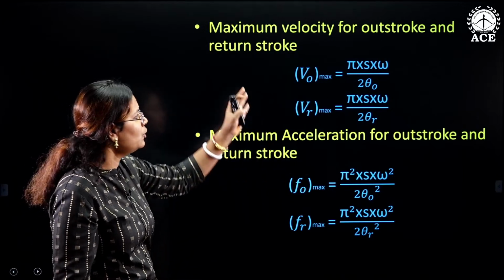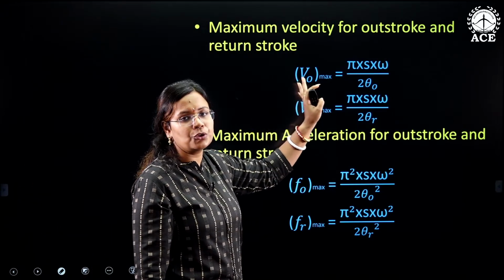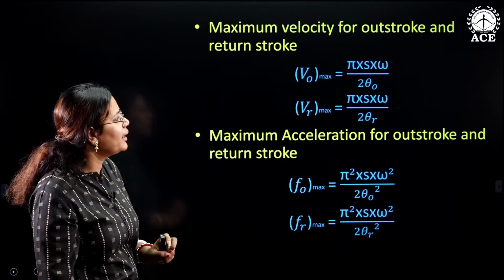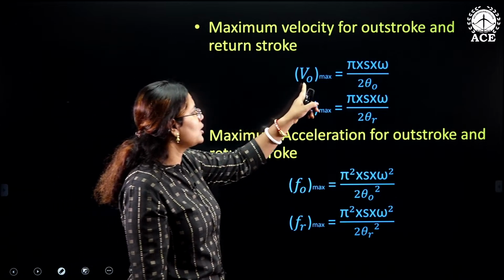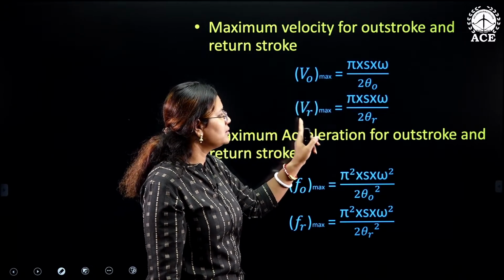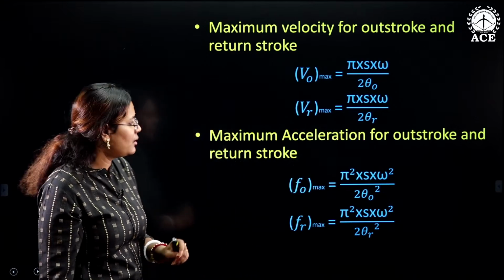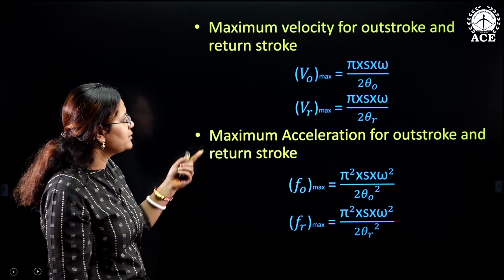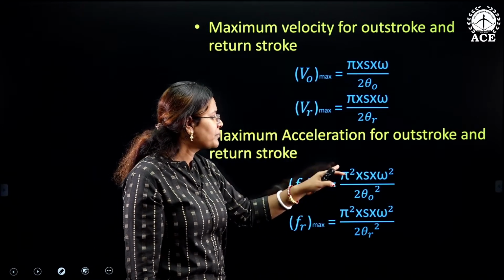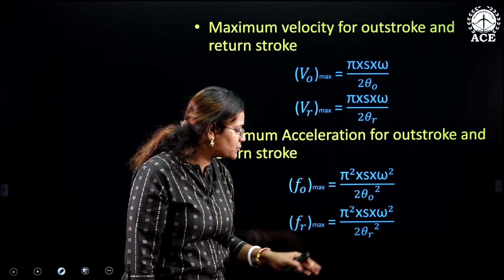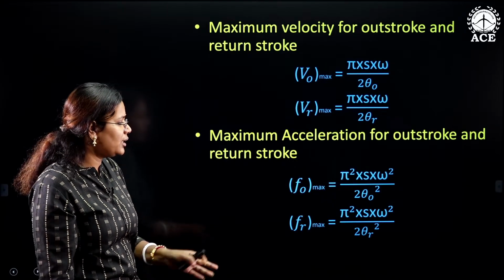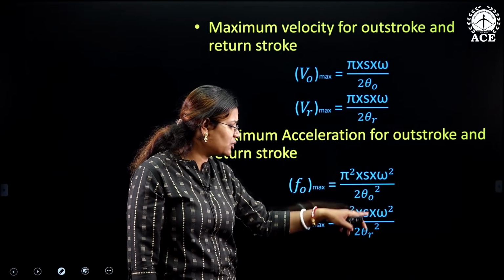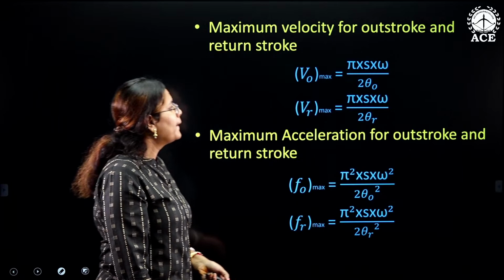Let us first just know the formula for the outstroke and the return stroke maximum values, that is given as pi into s into omega by 2 theta naught. Wherever it is the outstroke angle, it is theta naught. Whenever it is a return stroke, it is theta r. Similarly, for maximum acceleration for the outstroke and return stroke, you differentiate the same and you will get pi square into s into omega square by 2 into theta naught square. Similarly for the return stroke, theta naught changes into theta r.